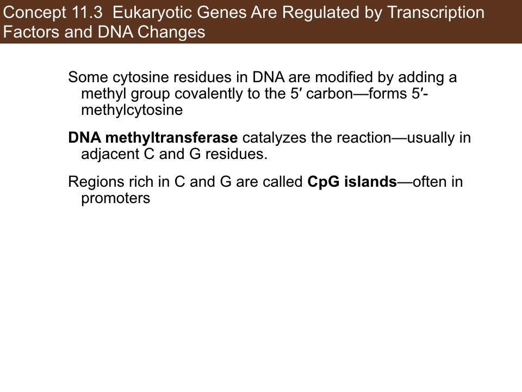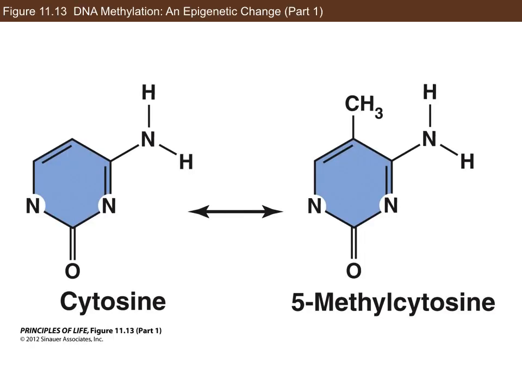Okay, and there are enzymes that do this called DNA methyltransferase. And when you turn it into a methyl cytosine, basically you add a methyl group. Okay? And the methyl group is the carbon and the 3 hydrogens that you can see at the top of the structure on the right.